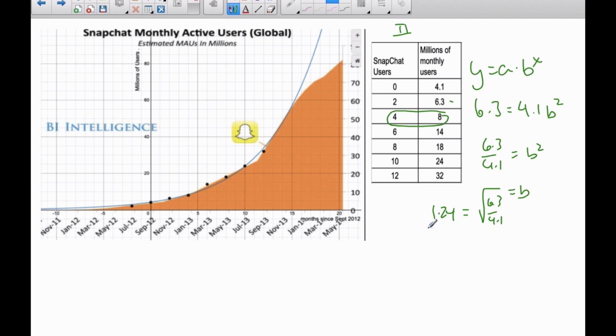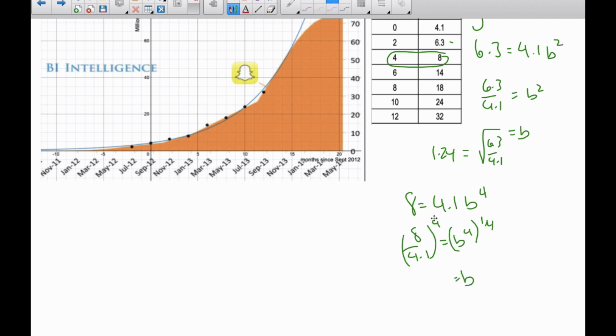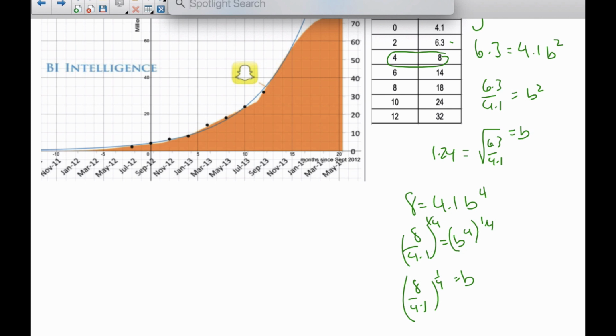Okay, so now when I go to the next value, I know y is 8, equal to 4.1 times b to the power of 4. And so now I'm going to solve for b. I'm going to divide by 4.1, so 8 over 4.1 is equal to b to the fourth. And then I'm going to raise it to the 1/4, take the fourth root. And so b now is equal to 8 over 4.1 to the power of 1 over 4. And this will be, well, let's have our spreadsheet do it.